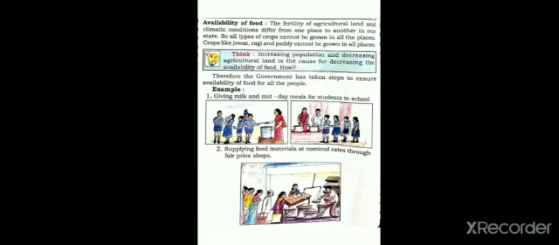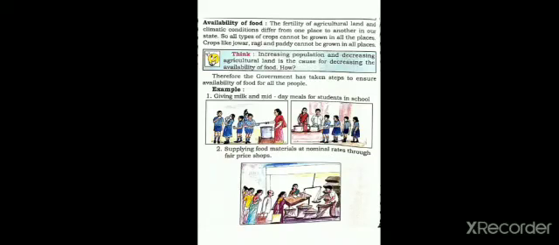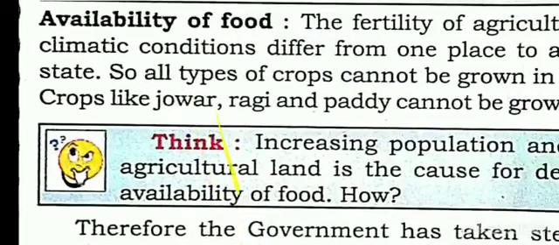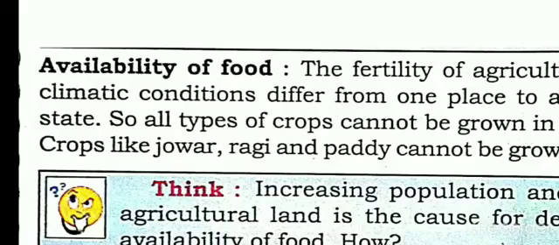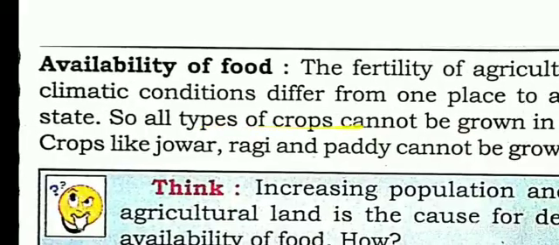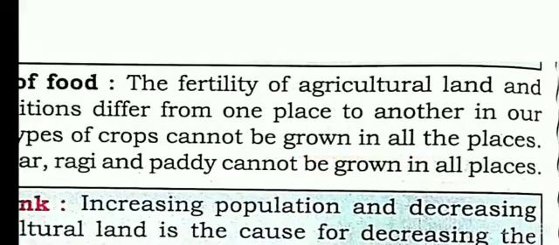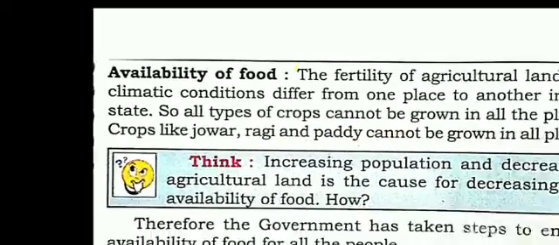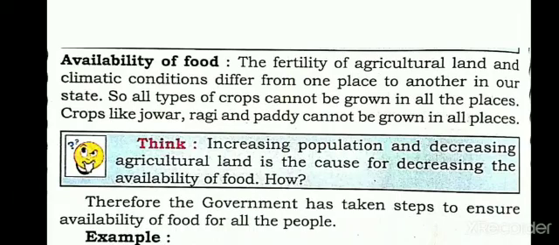Today, in this class, let us discuss the availability of food, food habits, and preservation of food. Availability of food. The fertility of agricultural land and climatic conditions differ from one place to another in our state. So, all types of crops cannot be grown in all places. Crops like jowar, ragi, paddy cannot be grown in all places.